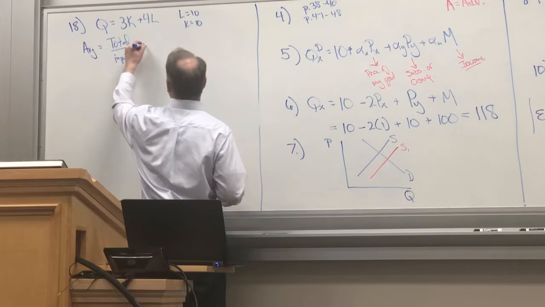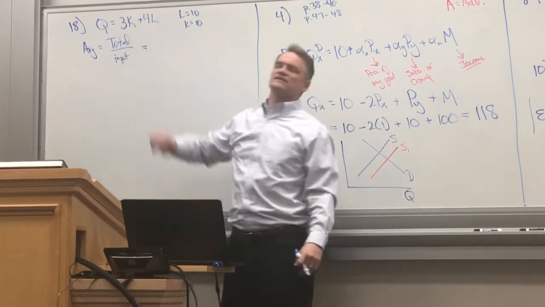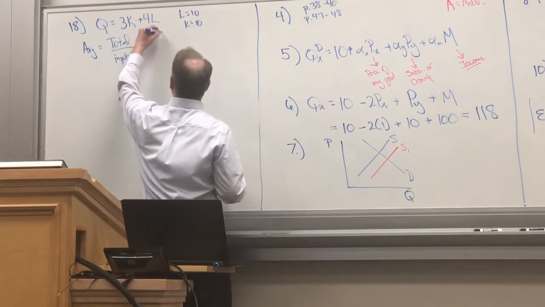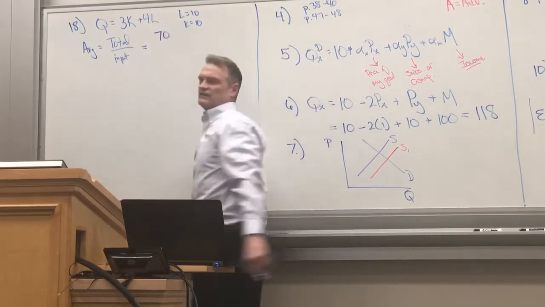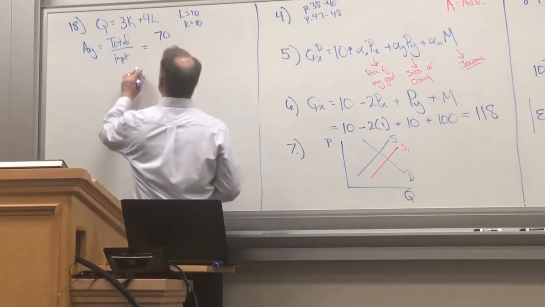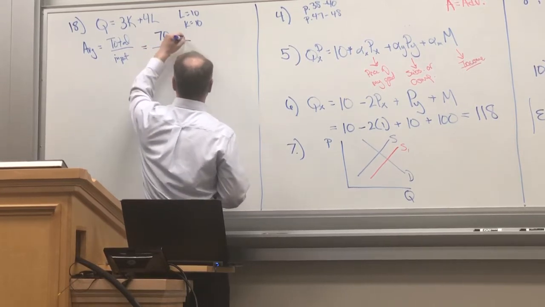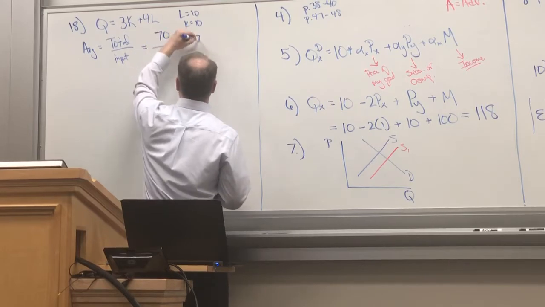Right? So in this case, if I plug in 10 and 10, I get the total output is 70. And then I asked for capital. So in this case, I'm going to divide that it took 10 units of capital, which means like 10 machine hours. And so the answer here is 7.